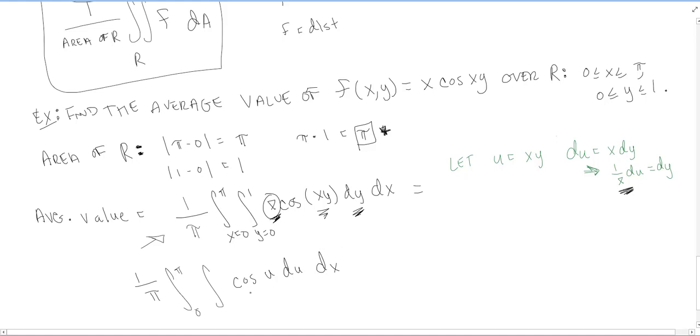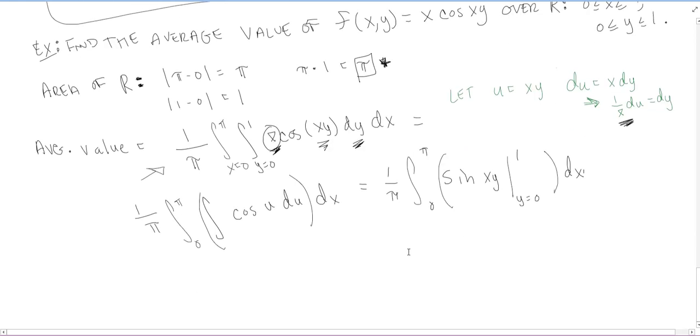Now let's integrate this inside integral with respect to u. So we have 1 over pi, integral 0 to pi, integral of cosine is sine, and technically it would be sine u, but I'm going to resubstitute and say that's xy. And then that's going to have me put my other limits back on. My limits in terms of y were 0 to 1. Let me group this to make it a little more clear, and then dx.